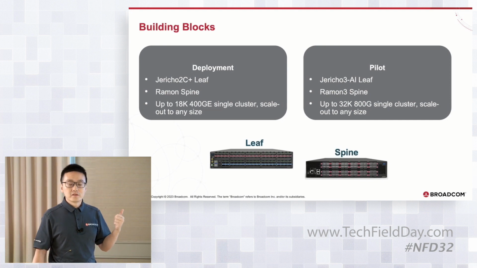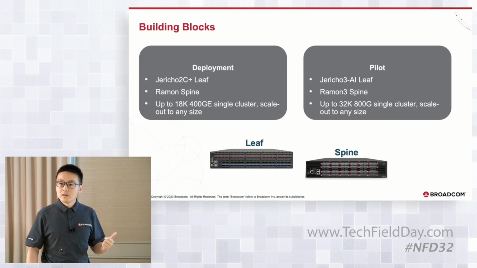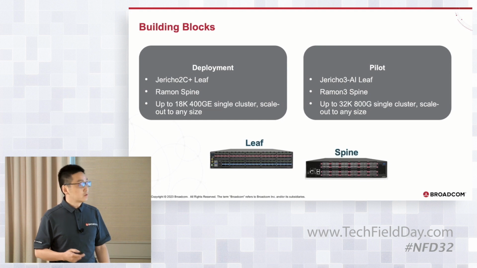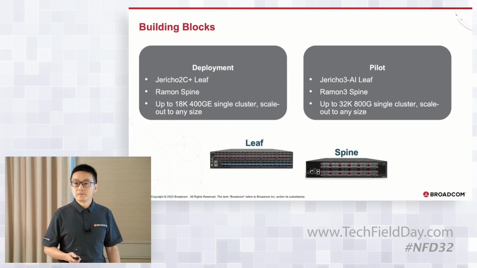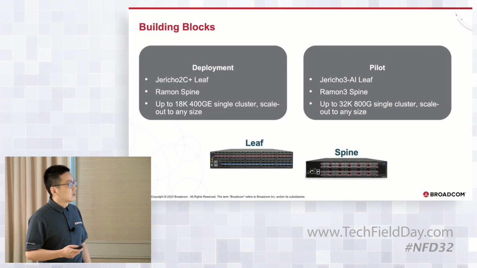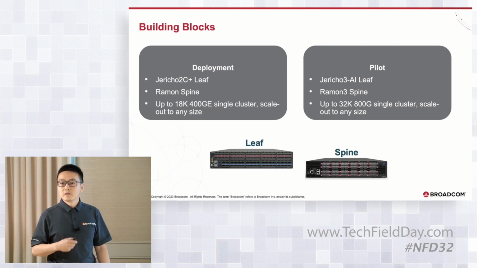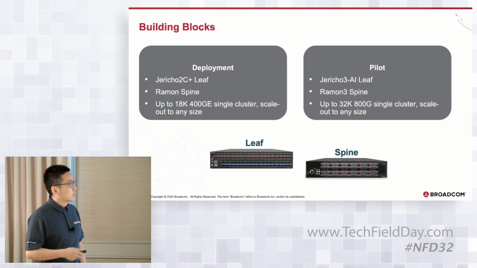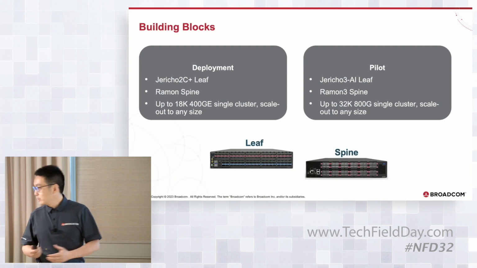With the latest J2C plus and Ramon generation, you can easily scale out the network to an 18K 400 gig network. And we are sampling the latest Jericho3 AI device and the Ramon 3 fabric. With the latest generation, you can scale out the network from 18K to 32K, and the port speed from 400 gig to 800 gig. I actually brought a sample of this device.